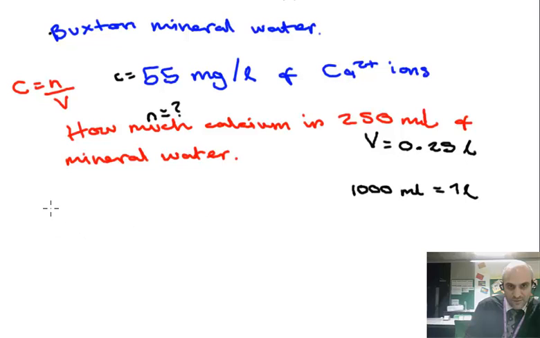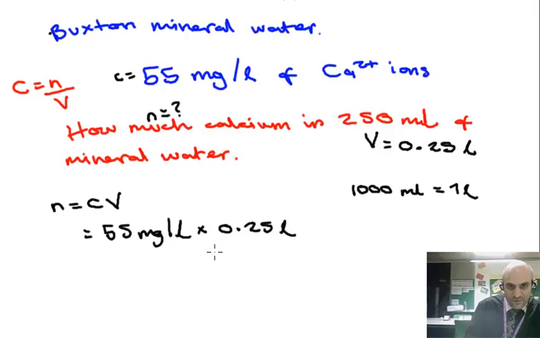So let's put this into equation. If we rearrange this to make N the subject, we'll see that it's N equals CV. So we write N equals CV. The concentration is 55 milligrams per litre. We multiply that by the volume, which is 0.25 litres. Now I needed to change my volume into litres because my concentration was in per litre. Now I must have homogeneity of units. That means the units I use have to be the same for all of my values, otherwise it doesn't work.